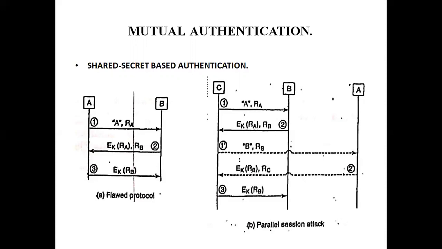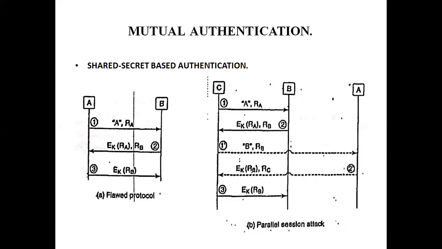Now in message 1, C attempts to connect to A claiming to be B, with a challenge RB. Note that this is the same challenge offered by B in message 2. In message 2, A responds to the challenge with the encryption EK of RB and a nonce of its own.